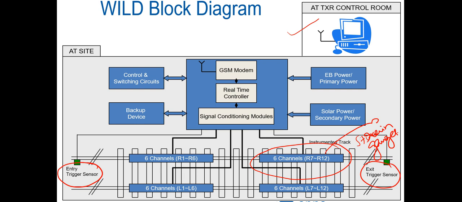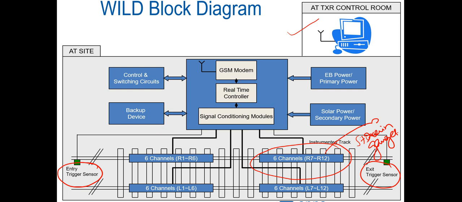So these strain gauges, what they do, they catch this data, they send it to the signal conditioning modules. From here it goes to the real-time controller, and then it goes to the GSM module. Here we have a backup device for storing the data.